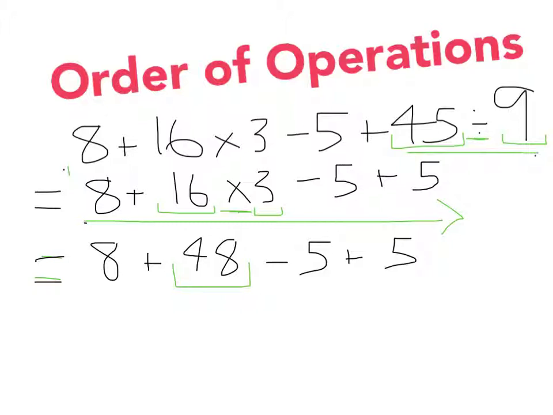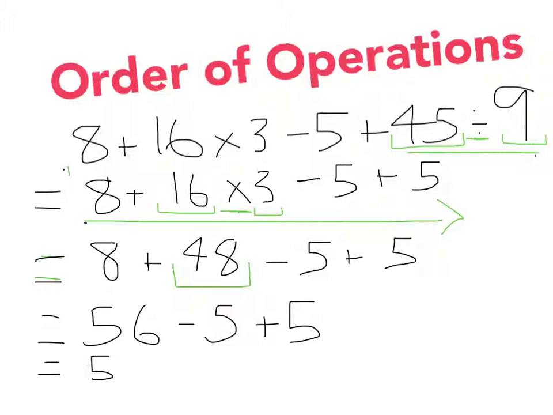So that's multiplication. Now I do addition. I move left to right. So 8 plus 48 gives me 56, minus 5 plus 5. So minus 5 plus 5. If I look at my number line, I go to negative 5 and I add 5 equals 0. 56 is my answer because negative 5 plus 5 cancels each other out.